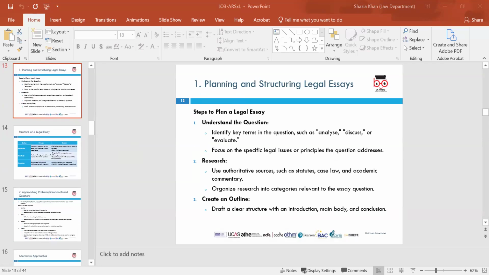Research: do your research, because it's really important. Make sure you're using credible sources when you are looking at cases or statutes. Then create an outline. Make sure you've got a draft in place, an introduction, a main body, and a conclusion, and how you intend to structure your assignment as well. So it's really important in regards to that.